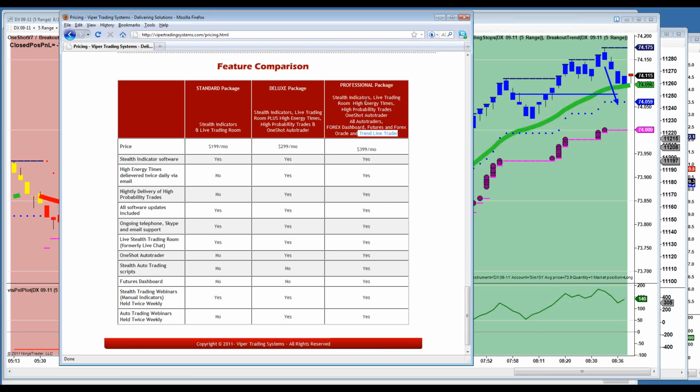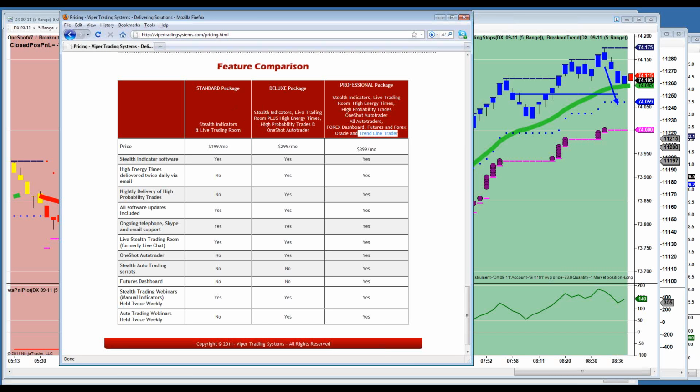Pretty much, if you're going to want to trade for a living, if you're going to do this professionally and you want to transfer out of your job or pick this up and do it, you're going to want to go with the Pro package because this has all the tools. If you're not in a position to step up to that just yet, you could go with the Deluxe. It has the one shot. It's got the high energy times. And if you just like the indicators and you want to come in the room, then you can go with the Standard package. That's good also. All three are good. The reason we have three is because we have different levels of traders with different experience and different capitalization coming in at different levels. So that's why we have the three.